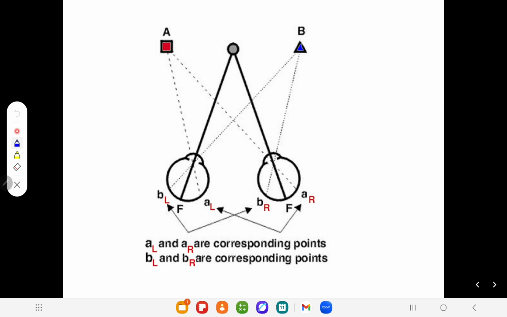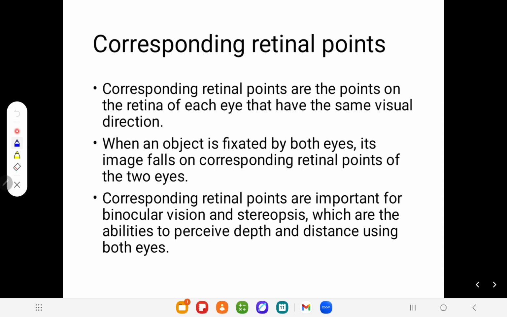Next one. This is the picture with corresponding points and non-corresponding points. Let me describe corresponding points first. I have already told you this presentation is going to be a very introductory presentation. I'm going to describe topics, points, and the various terms to you. Corresponding retinal points are the points on the retina of each eye that have the same visual direction. It's a visual direction. Just remember that, it's very important.